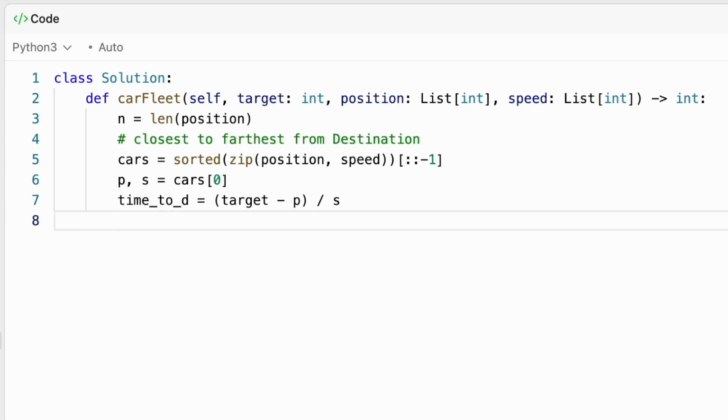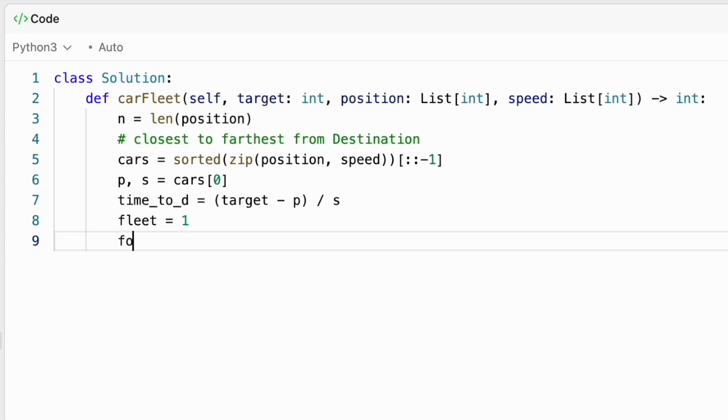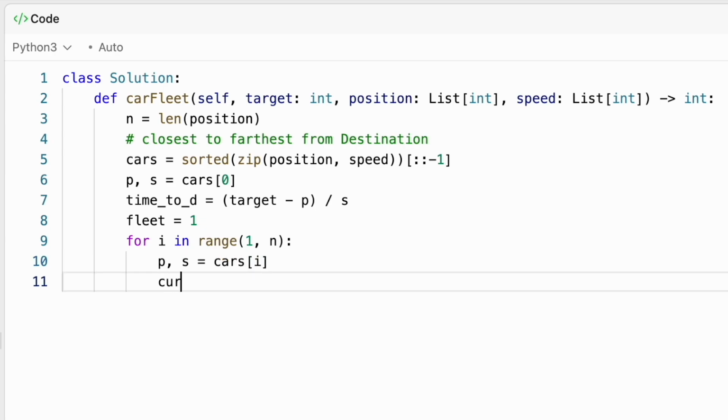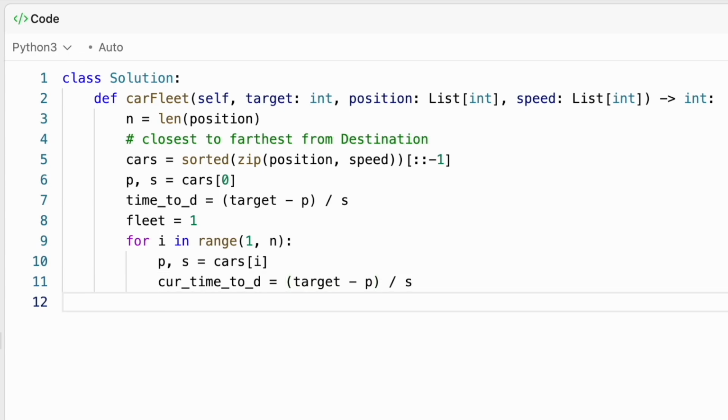Whether some other car joins this fleet or not, this car will get to destination as a fleet. So we set the number of fleets to 1. Next, we need to process the rest of the cars and figure out whether they join this fleet or form a new fleet. So for i in range 1 to n, because we have already processed cars of 0. So the current car's position and speed is cars of i, and its time to destination will be current time to destination equal to target minus p divided by s. It's the same formula we used before.